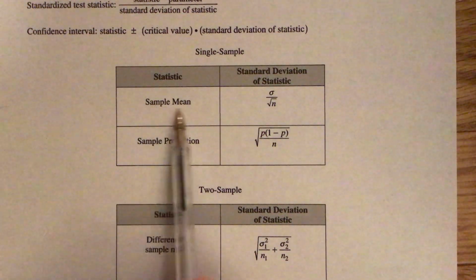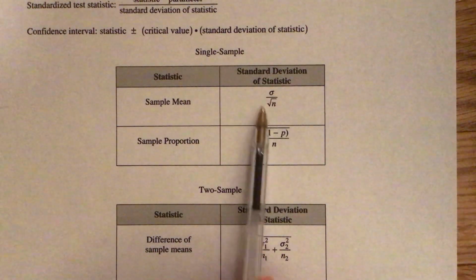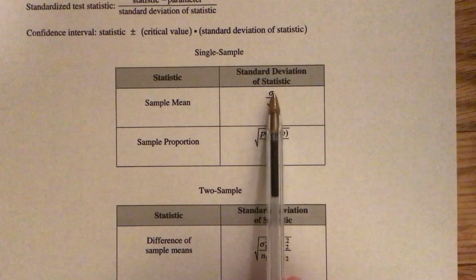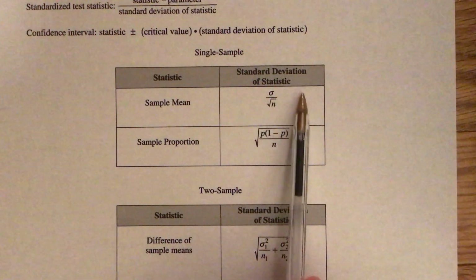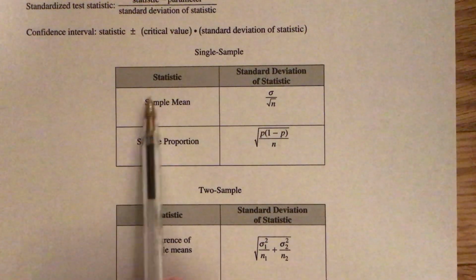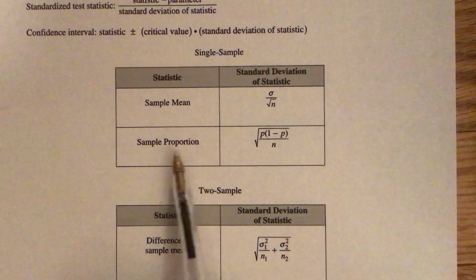So if you have a single mean, this is the standard deviation of the sampling distribution. Normally we don't have this, so you realize you can put S in there. Normally we use S over square root of n. Sorry, they do have proportion here. So yeah, they go mean first, then proportion.